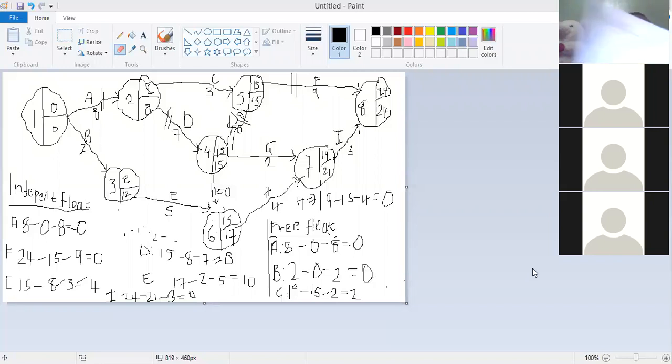You draw the network diagram. Question 2, you compute all the floats for each activity, activity A all the way to H. The free float, independent float, and the total floats.